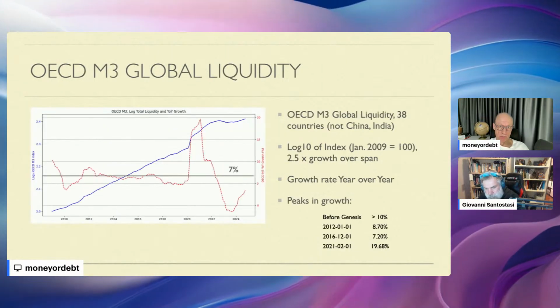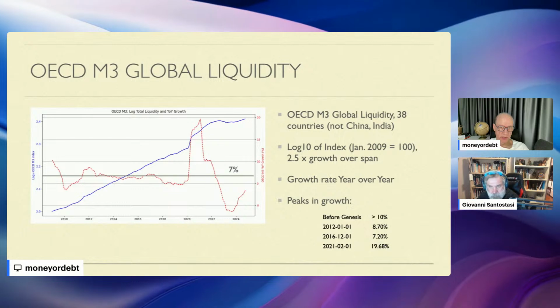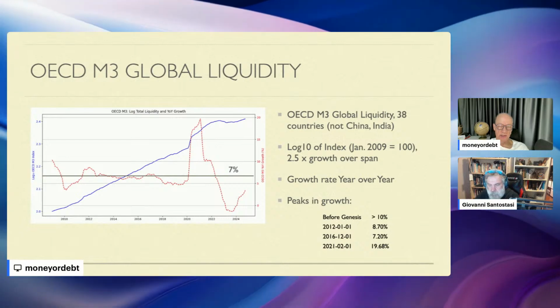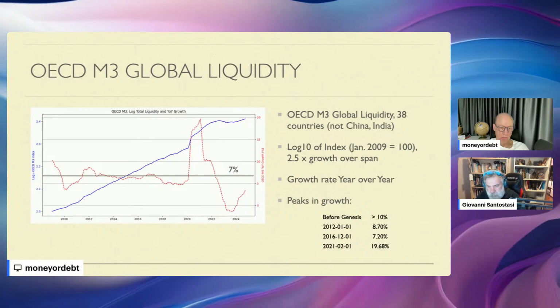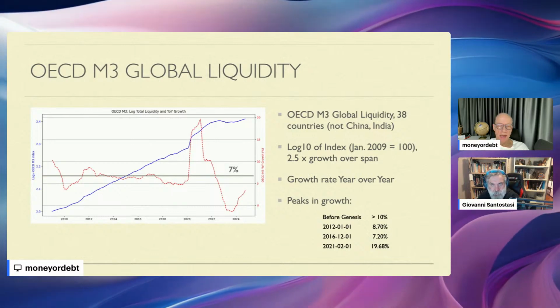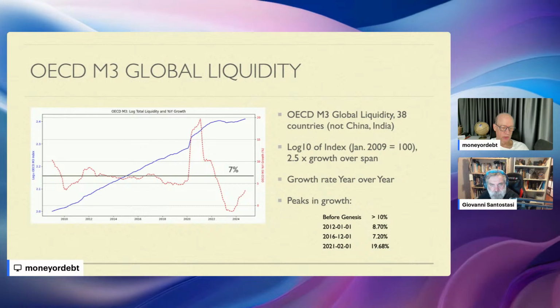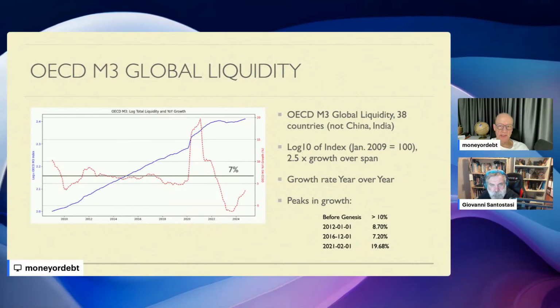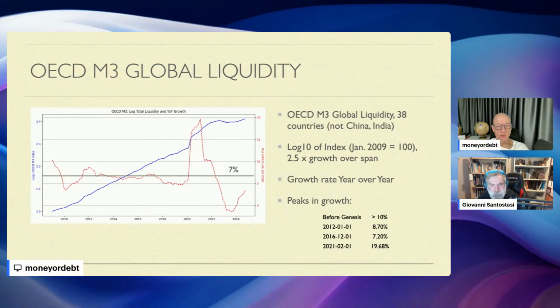Okay, now this is the series that I constructed. Again, it's 38 countries. It's the developed countries, so China and India are not in this index. I will also say that this is money supply. This is the broadest money supply measure. Howell's index also looks at the details in the banking system. So it's a more complete index than this one, but this one works extremely well.